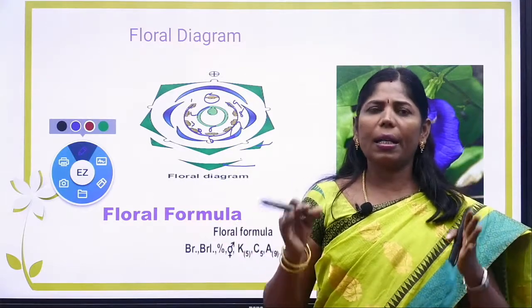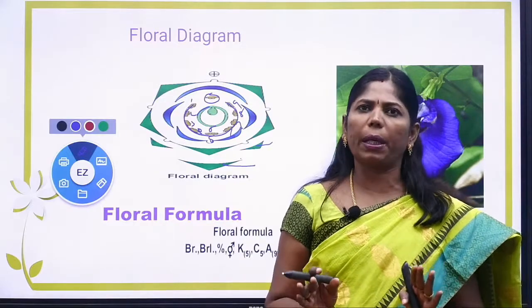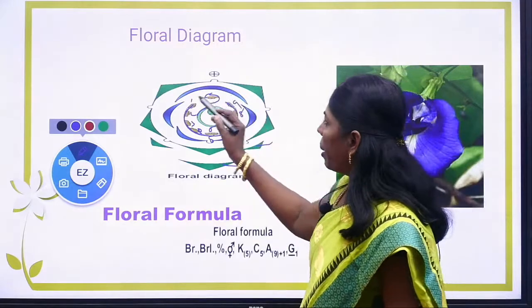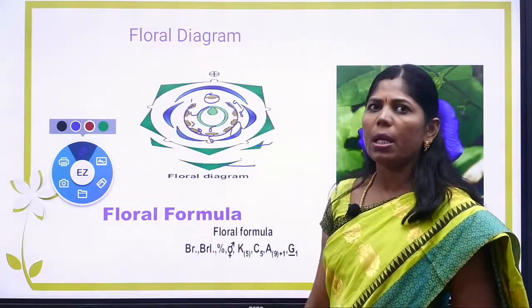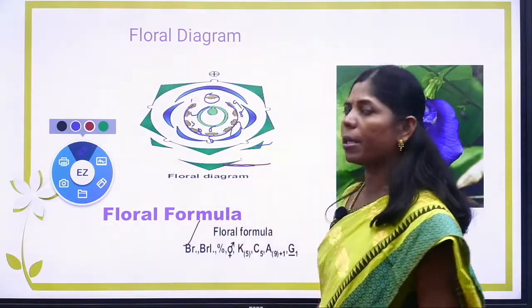Okay, so calyx, corolla, androecium, gynecium, all the floral characters you can explain easily. Okay, if you know the floral diagram, that is enough for you. So in the floral diagram, the first thing we are going to see is the bract. Okay, so the bract is present. Here we see the bract is there. So bract is present, that is BR.